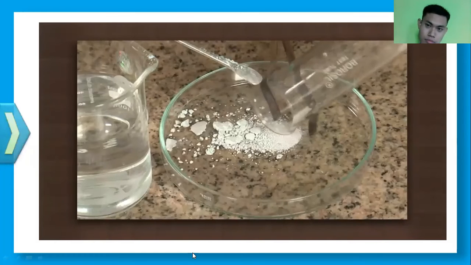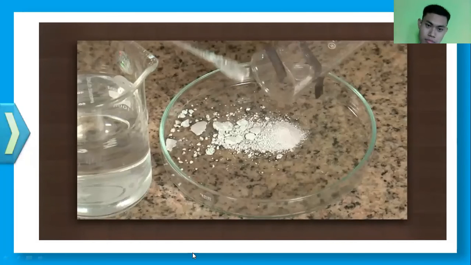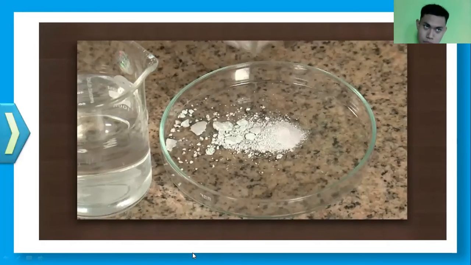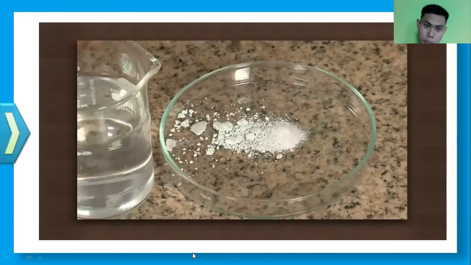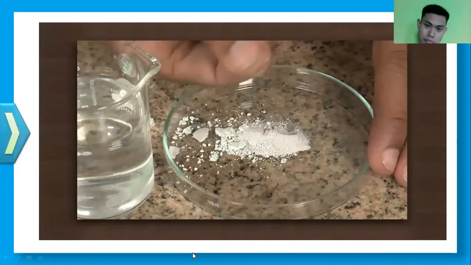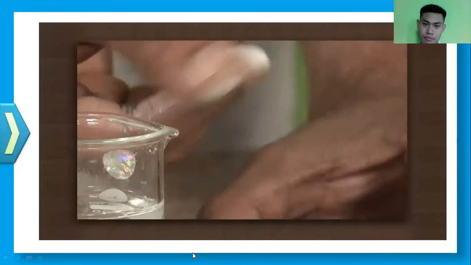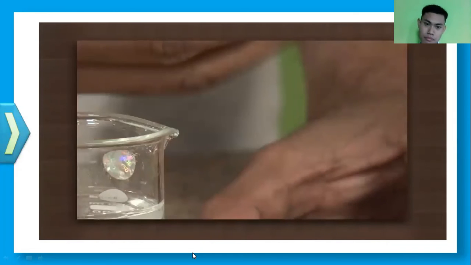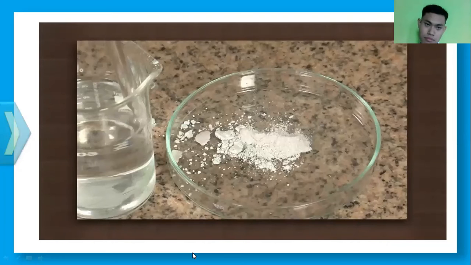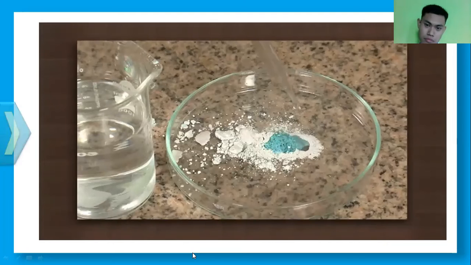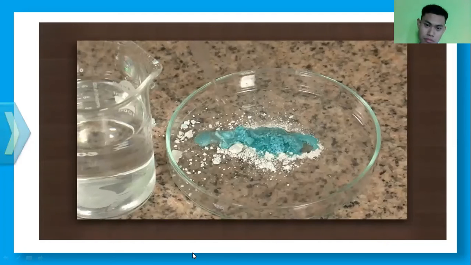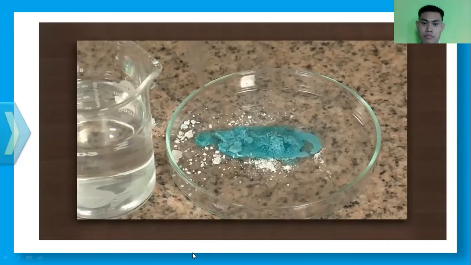Let the anhydrous white powder of copper sulfate cool. Take a pinch of it and feel. It feels dry and powdery. Now add a few drops of water to this anhydrous salt. The salt regains its color and crystalline form. It is blue once again.